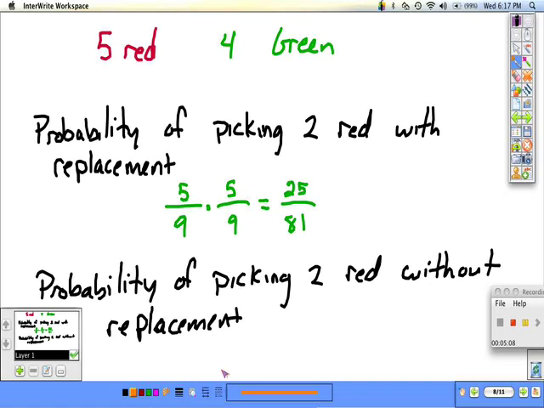In the second one, we're picking 2 red without replacement. So the first pick, there are still 5 red out of 9, but on the second pick, the probability changes. There's 8 things total, 4 of which are red. We're going to have 20 over 72, which reduces to 5 over 18. Here, the second pick's probability got changed because of what happened on the first one. These two picks are dependent on each other.